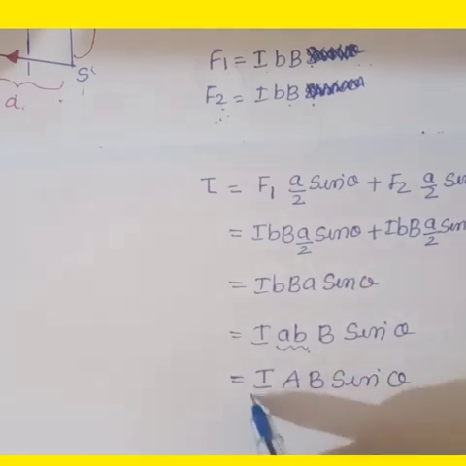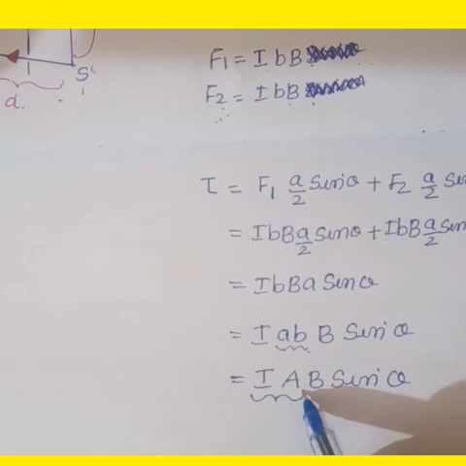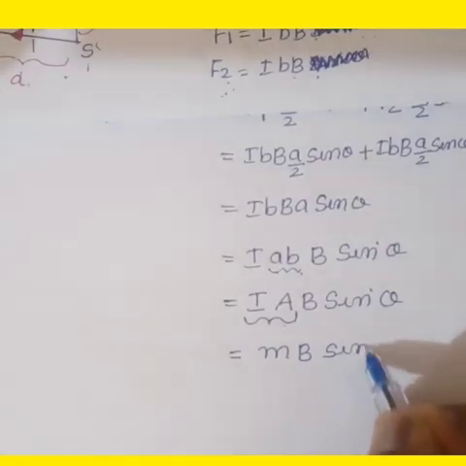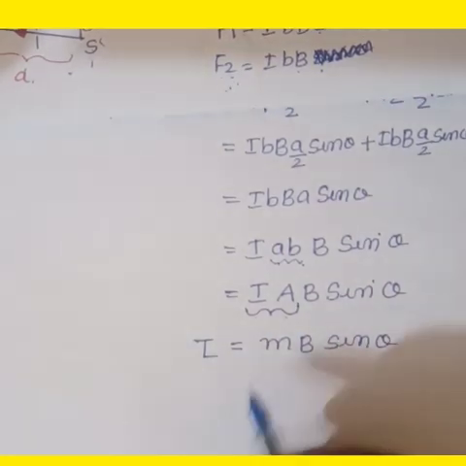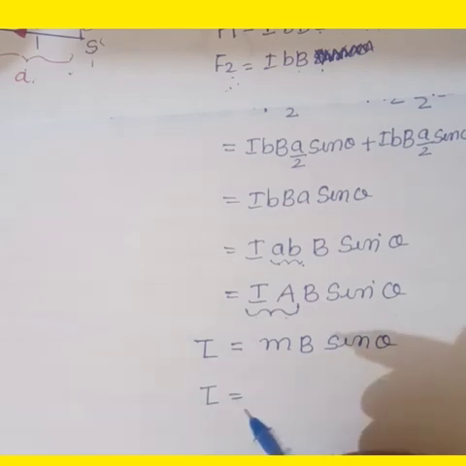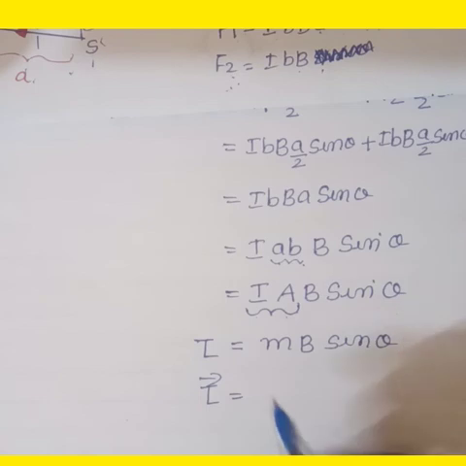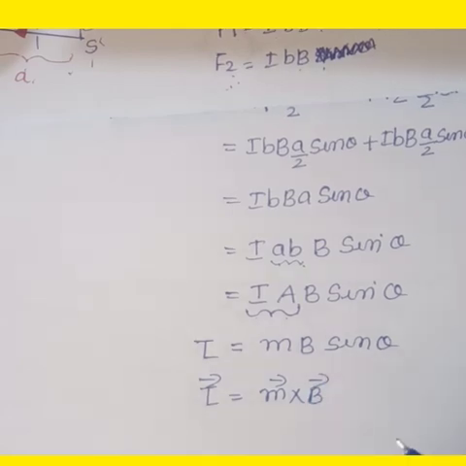And also you know that I into A is the magnetic moment. So it can be rewritten as M into B sin theta. Tau is equal to M B sin theta. You have to write it in vector notation: vector tau is equal to vector M cross B.